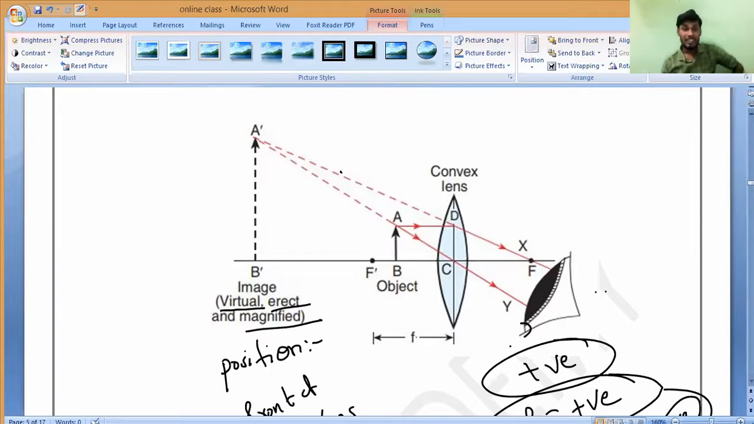Yes, sir. So that is next, case number 2. Where is case number 2? At the focus. Yes, sir, at the focus. All of you do it. Case number 2, at the focus. When the object is placed at the focus of a convex lens.